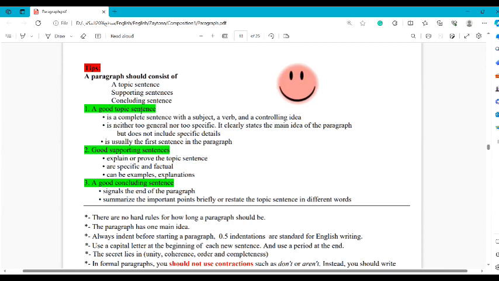A good topic sentence is a complete sentence with a subject, verb, and controlling idea. Okay, we had it before, the difference between topic and controlling idea, right? Yes. So the topic is the general subject of your paragraph, while the controlling idea is the specific idea that you choose in order to talk about.